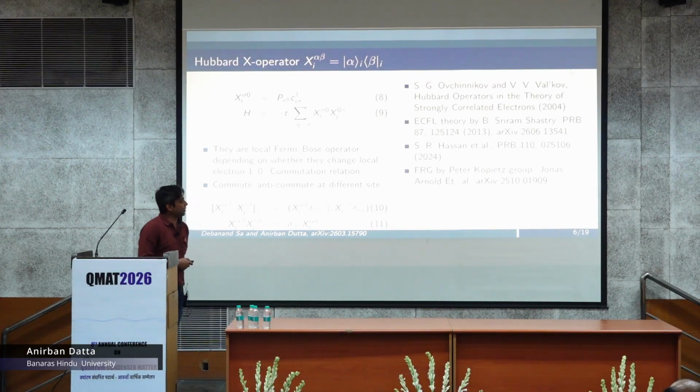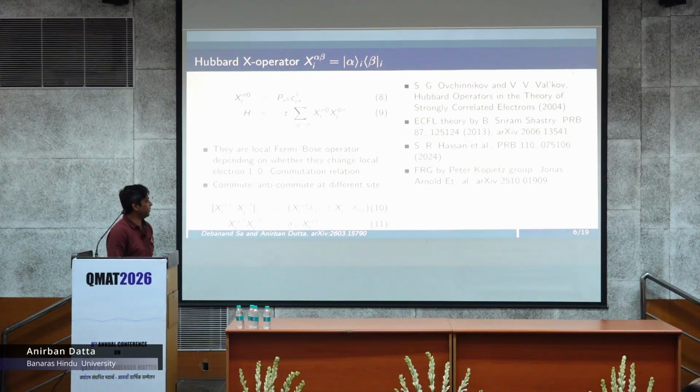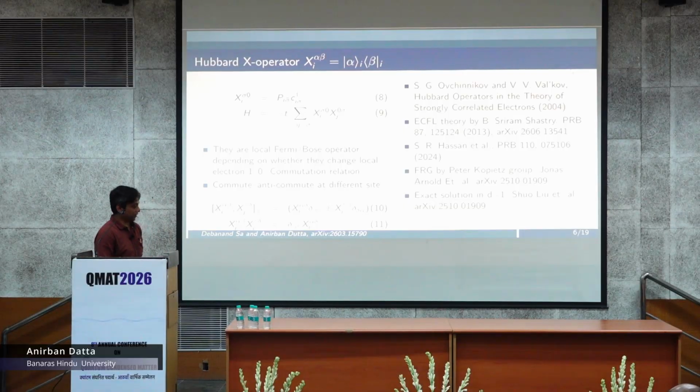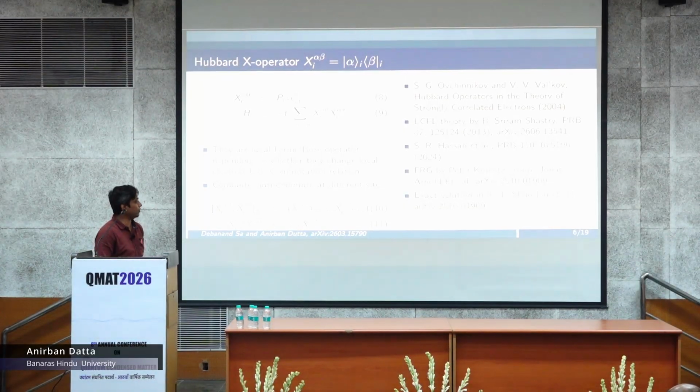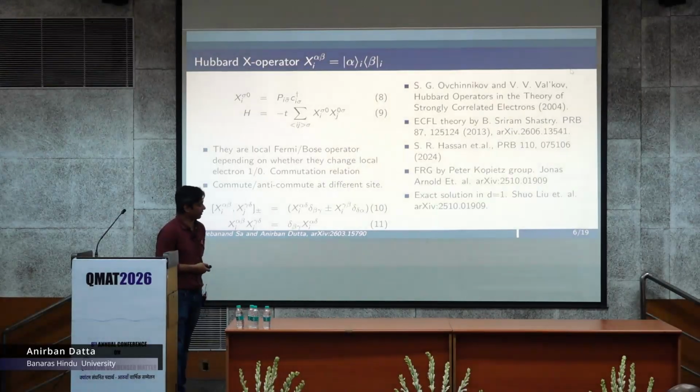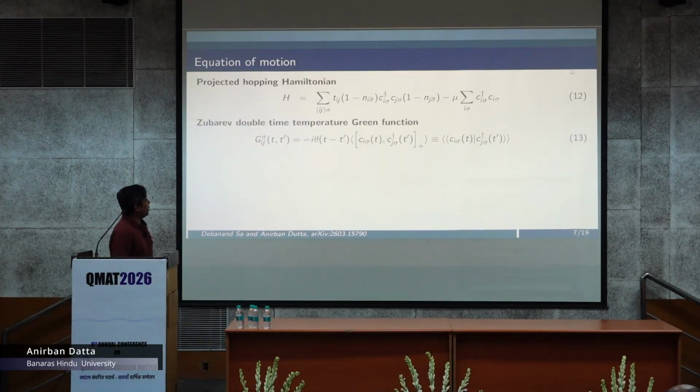And second thing is that this Hamiltonian has recently been explored by the functional renormalization group method by Peter Kopietz's group, and this is one of the references. And finally, in one dimension, there is a recent work on the exact solution where they have used the Bethe ansatz technique. Okay, so we don't follow any of this.